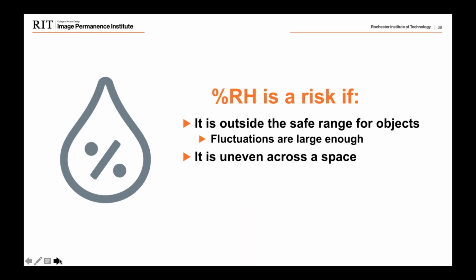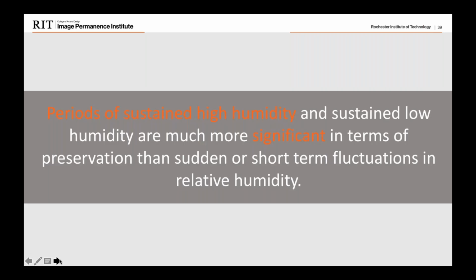So the main takeaways here, again: relative humidity is a risk if it's outside that safe range for objects. If it's more than 30 to 60 for the most part, we might shift to that range slightly depending on where we are in the country, as we saw in comparison to Montana and Louisiana, and also if it's uneven across the space and we have potential for microclimates. But overall, it's those periods of sustained levels of humidity, and particularly high humidity, that are most significant for preservation.